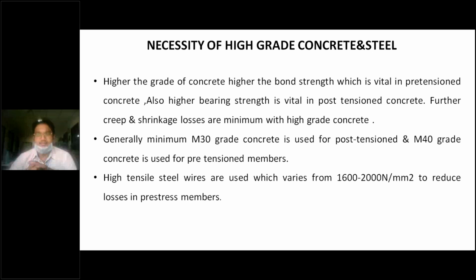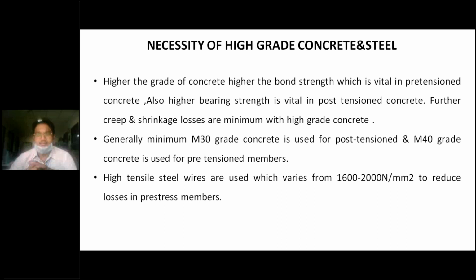Not only based on its compression strength, when you go with high grade concrete, obviously the concrete will have high bond strength. That is the reason why you have to go with high grade concretes like M35, M40, M50 and so on, which is vital in pre-tensioned concrete. And also higher bearing strength is vital in post-tensioned concrete. So in pre-tensioned concrete, bond strength is important, and in post-tensioned concrete, bearing strength is important.